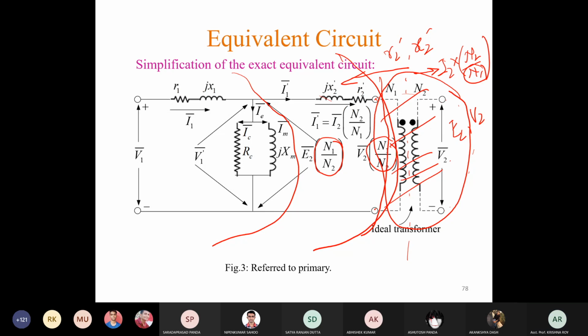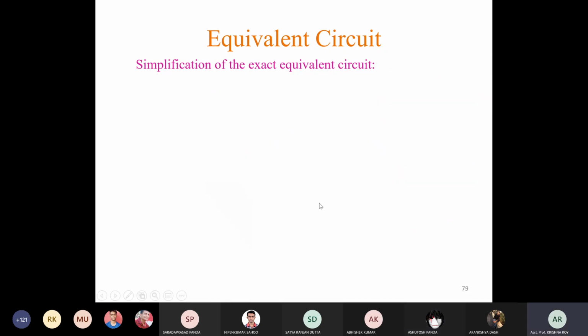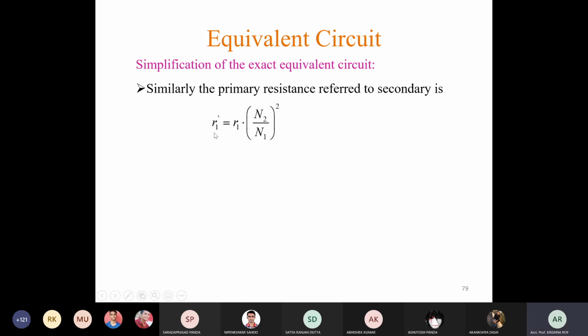Any question? Okay, so next we are going to refer all the quantities to the secondary side, from primary to secondary. R1 dash is R1, the primary resistance, referred to secondary side. Now see, it is referred to secondary side, so N2 is here now. While referring to secondary side, N2 by N1 is the direct ratio. This is important. You have to remember this always.